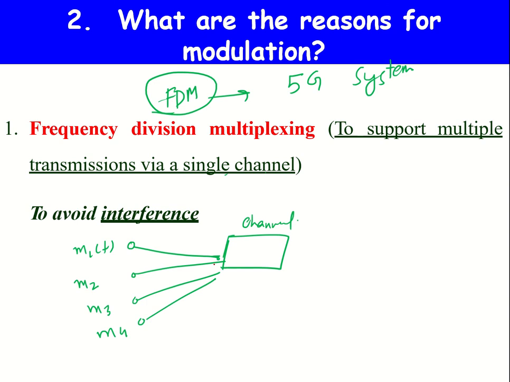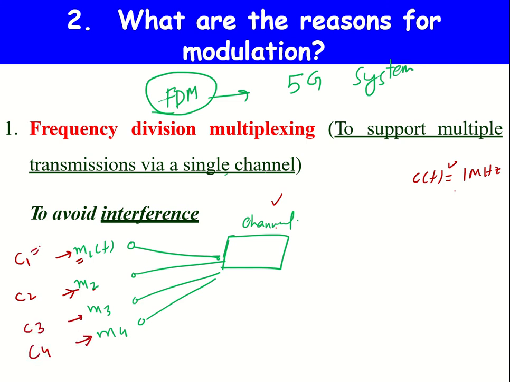if you use only one carrier, only one high frequency signal, what will happen? For example, the carrier is 1 megahertz. If you multiply this low frequency signal with this carrier, and multiply the other signals with the same carrier, we will get interference in the channel. To avoid this interference, what will we do? We will multiply each message with a different carrier.